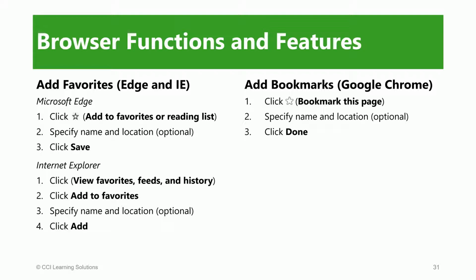Adding to favorites. In Edge and IE, you can click the little star and add favorites or reading list. Specify a name and location, which is optional, and click Save. For IE, you can click View Favorites, Feeds, and History. Click Add to Favorites. Specify name and location, which is optional, and click Add. For Google Chrome, you can click the little star to bookmark the page. Specify the name and location, which is also optional once again, and click Done.